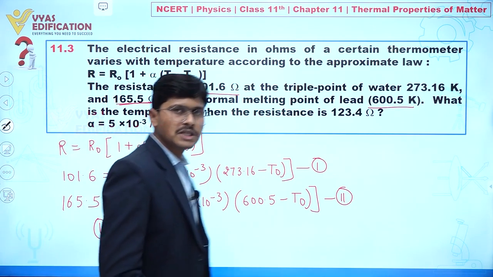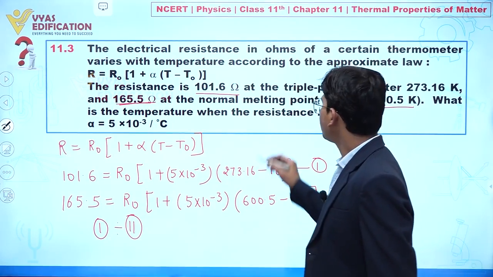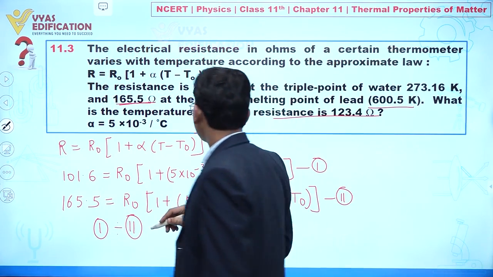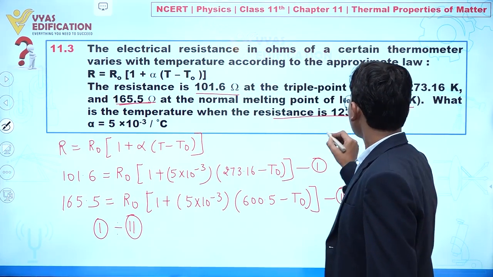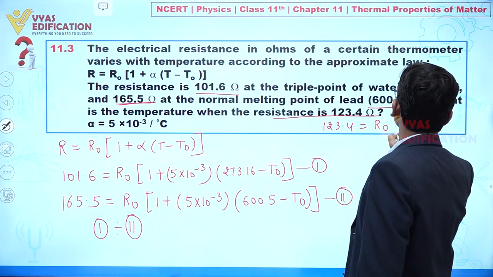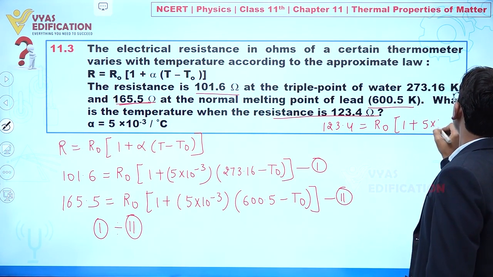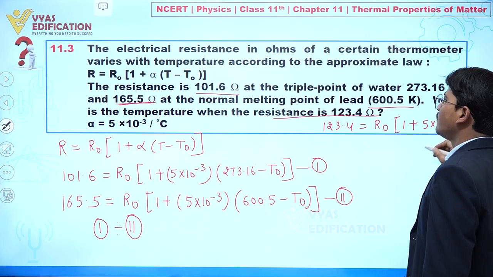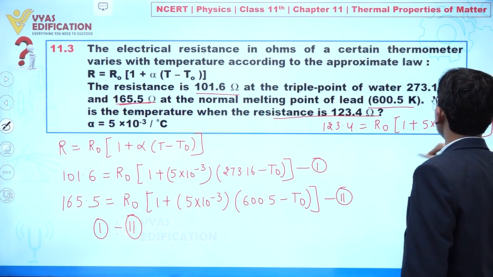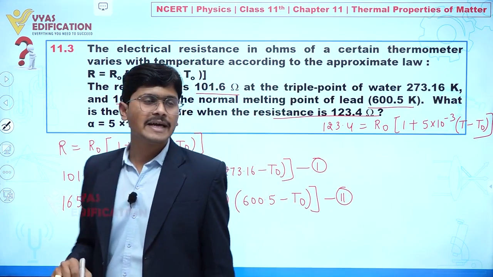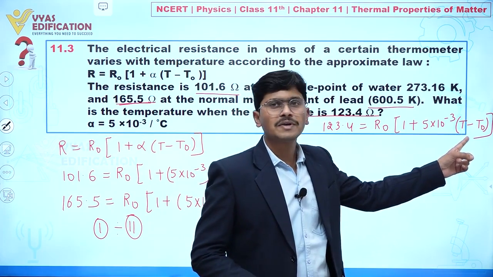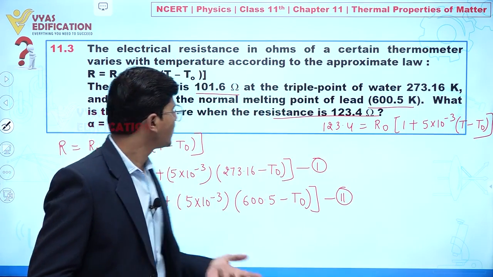Our objective in this question is to find the temperature when the resistance is 123.4. So for that we can write 123.4 is equal to R naught (1 plus 5 into 10 to the power minus 3 multiplied by (T minus T naught)). So if we want to find the exact value of R naught, we first need to calculate the values of T and T naught. Yes or no? Clear?